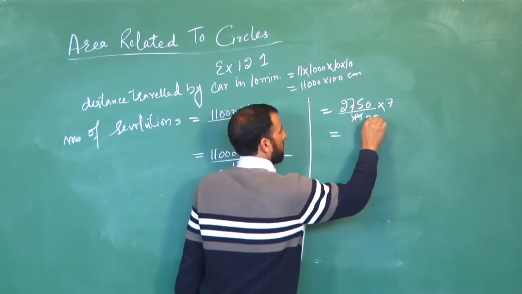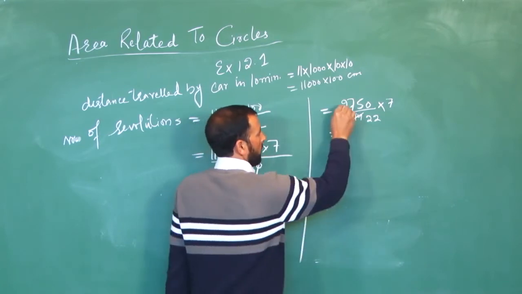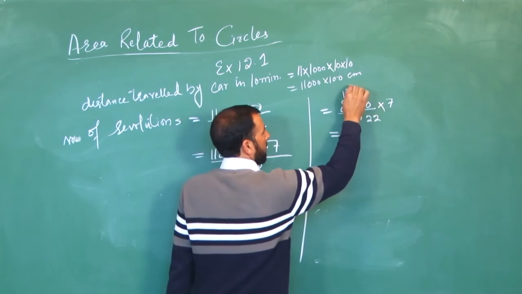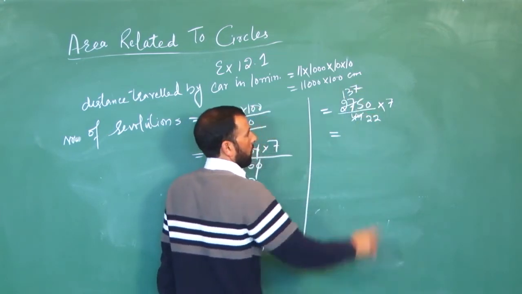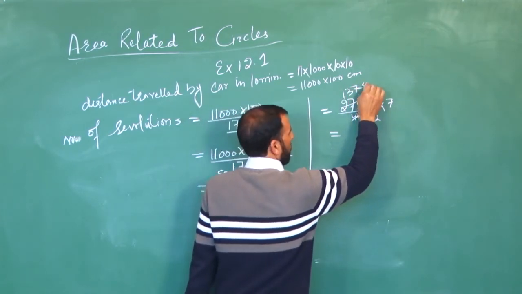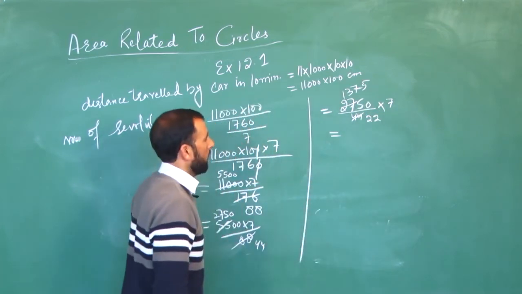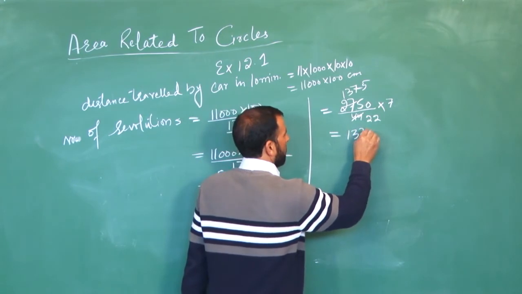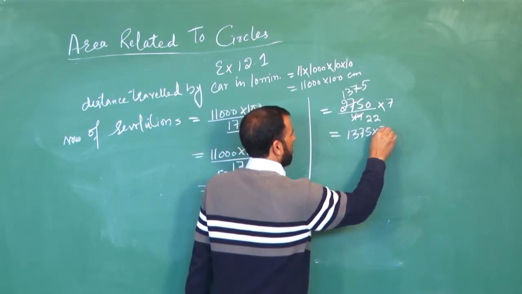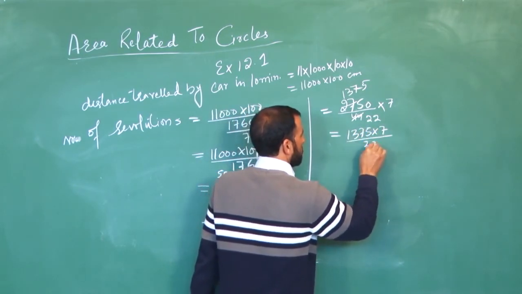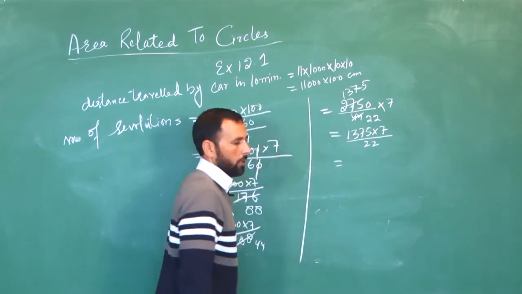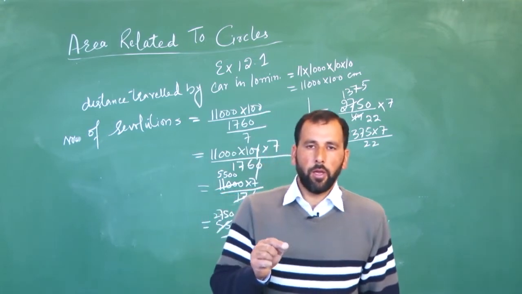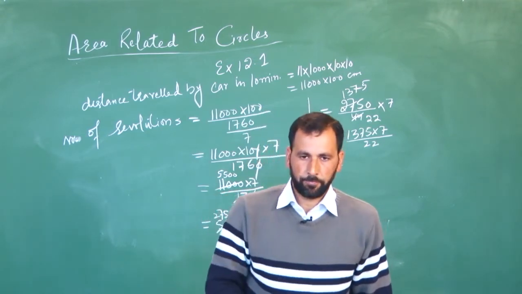222 or 44, then 2 13 or 26, 1 it becomes 15, 2 7 or 14, 1 it becomes 5, 2 5 or 10. Then clearly when you multiply this one, you get 1375 into 7 divided by 22. The number you get here is the number of revolutions made by the wheel in 10 minutes.